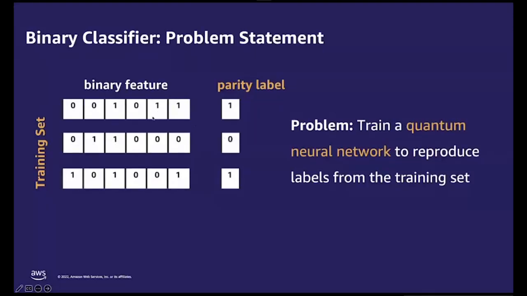So the first binary feature has a total of 3 ones, right? So 3 is an odd number, so I have a parity of 1. And then the second feature vector, I have a total of 2 ones, right? So 2 is an even number, and correspondingly, I have a parity label of 0. And then the problem I want to solve is that I want to design and train a quantum neural network to reproduce the labels from the training set, right? So the idea is that given some sparsely distributed training set, we can hopefully predict all the other binary features into their correct parity labels.